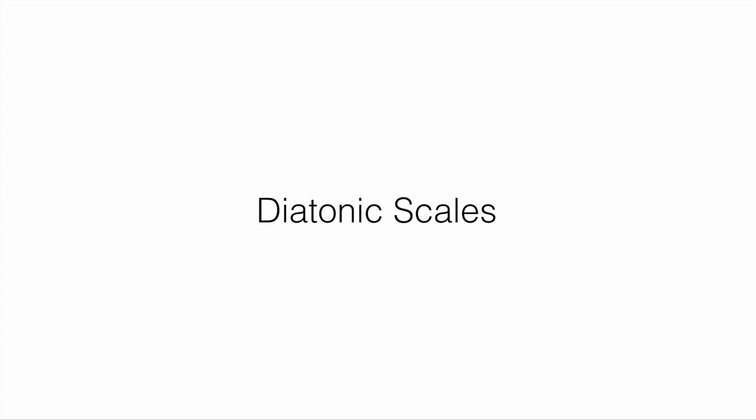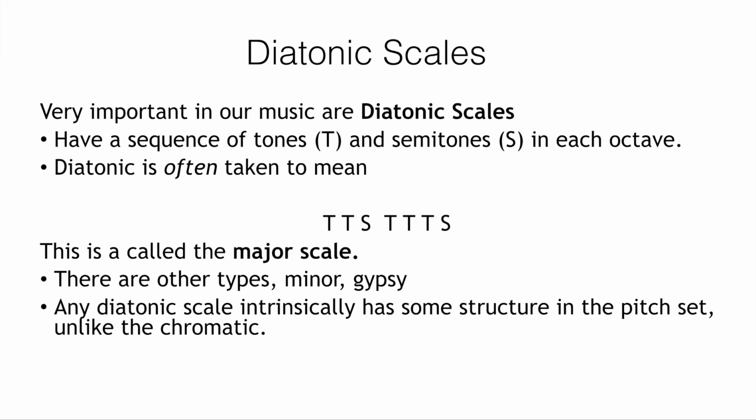In this video, we're going to talk about diatonic scales. Western music is basically built on diatonic scales. They have a sequence of tones and semitones in each octave. And often when we talk about a diatonic scale, we mean tone, tone, semitone, tone, tone, tone, semitone. This is called the major scale.